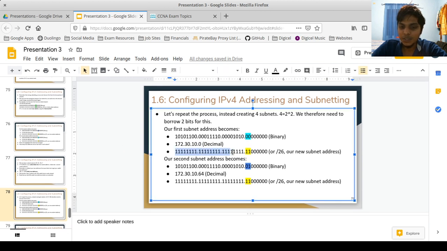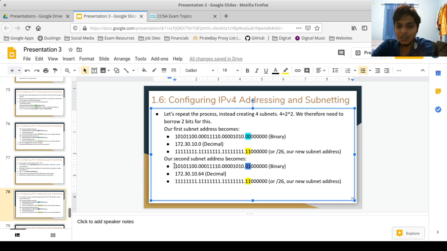Now our subnet mask changes, because instead of 24 ones here, we borrowed 2 bits. So we're extending this subnet mask into this bit here. So we're adding 2 ones into this. So remember we had a /24 before, because we had 24 ones. So now we're adding 2 more to that, because we borrowed 2 bits. So we have a /26, which is our new subnet mask.